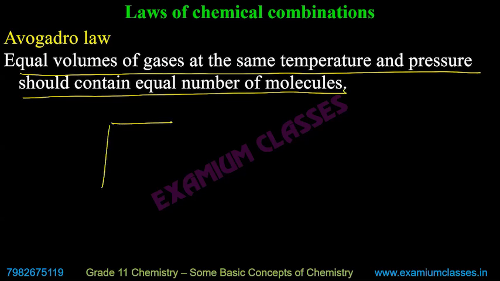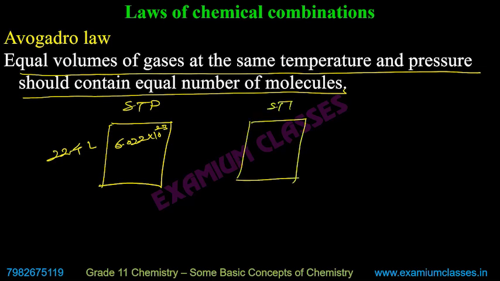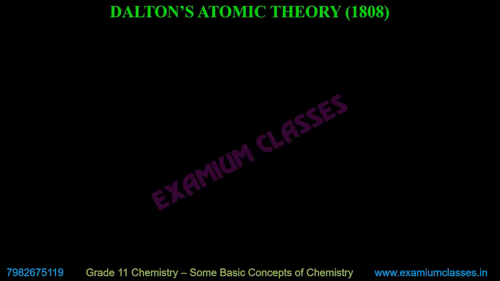Why? Because at STP, 22.4 liters will have 6.022 × 10^23 particles, which are molecules here. So if you have another gas at the same temperature and pressure, whether it is O2 or N2, the same volume will always have the same number of molecules. Half of it will have half the number of molecules. The only condition is that temperature and pressure should not change.